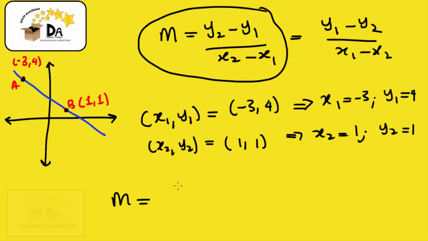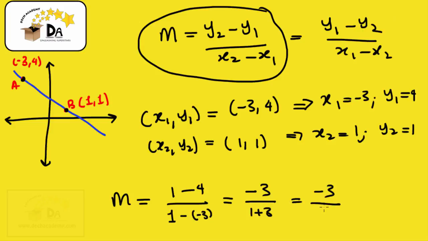So m is y2 minus y1, 1 minus 4, divided by x2 minus x1, which is 1 minus minus 3. So we have 1 minus 4, which is minus 3, divided by 1 minus minus 3. Minus times minus 3 is plus 3. So we have 1 plus 3, which gives minus 3 over 4 as the gradient of this line.